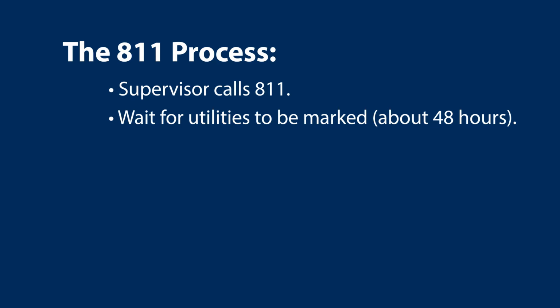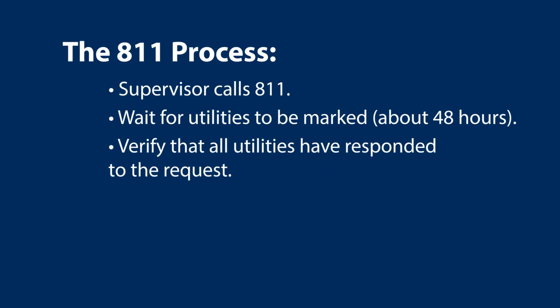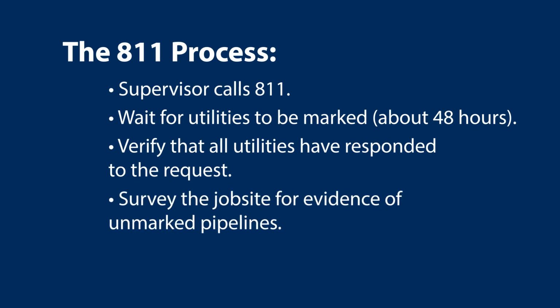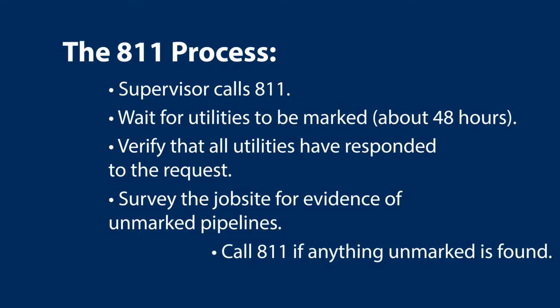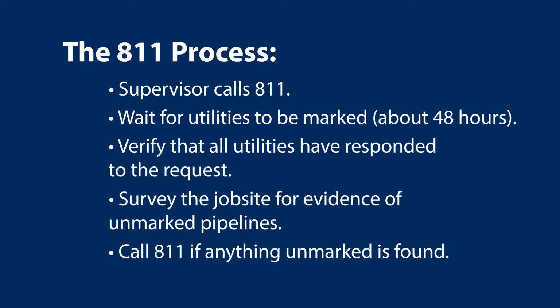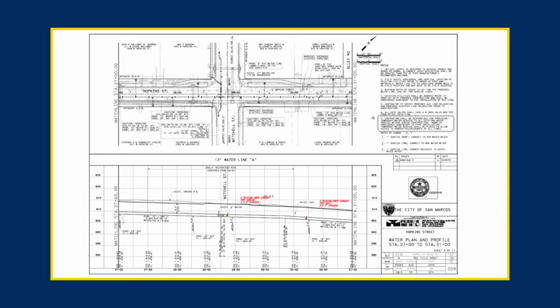Once the waiting period has ended, the superintendent and task team must verify with 811 that all utilities have responded to the request and have given an all clear to move forward. Survey the site for evidence of unmarked pipelines, such as a gas meter or a riser. If these are found, make sure to notify 811 so they can verify the line before continuing. The survey must also include a 2D diagram of the utilities in the excavation area based on the markings provided.